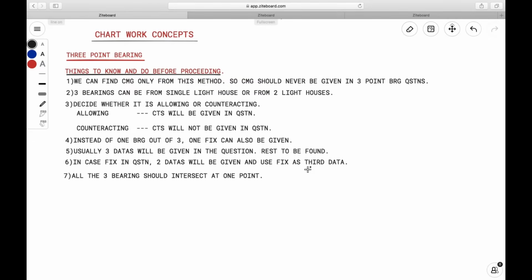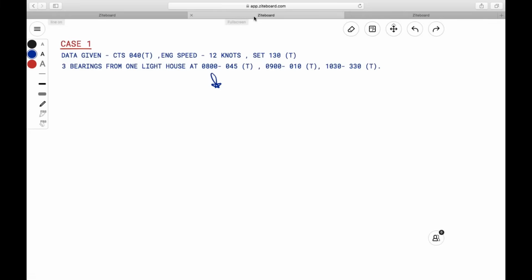Number 7, all the three bearings should be intersecting at one point. If all these points are okay, you can proceed to do a 3-point bearing. So we have divided different types of cases. Let us proceed into case 1. We have divided these into a total of 5 cases, the different types of problems that can be faced in your examinations.